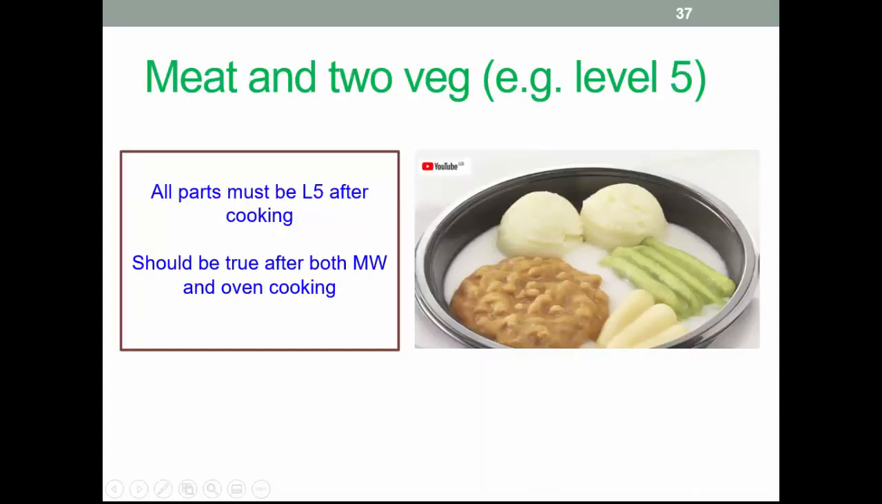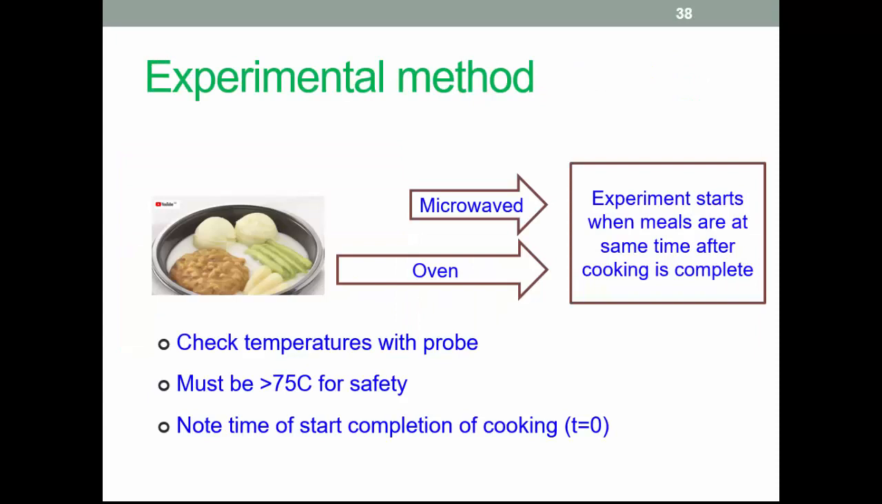So again, here's an example meal at IDSI level 5. Each of these ingredients must have the same texture level after cooking, whether it's done by microwave or traditional oven, but is that the case? Data we've collected so far suggests this may not be the case. This is the method we want to use broadly. Again, look at the other presentation.